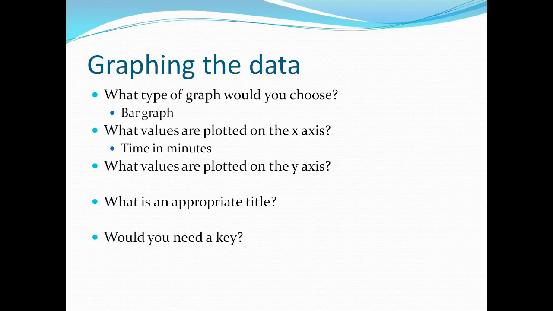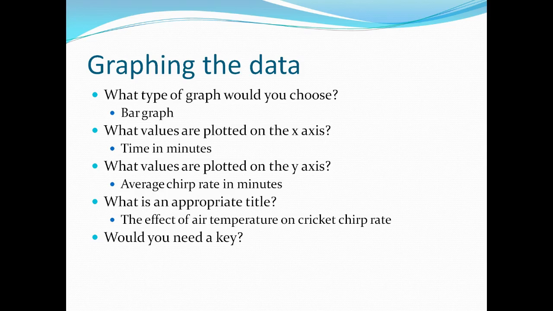What values would be plotted on the y-axis? The y-axis would be your results, the average chirp rate in minutes. What would be an appropriate title for your graph? The effect of air temperature on cricket chirp rate would be appropriate. And finally, would you need a key?